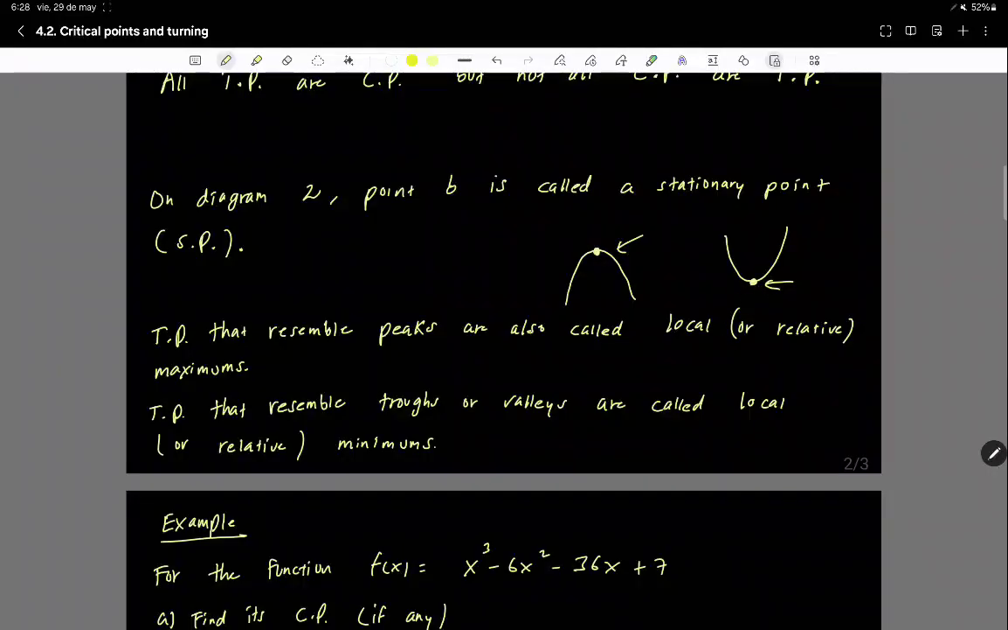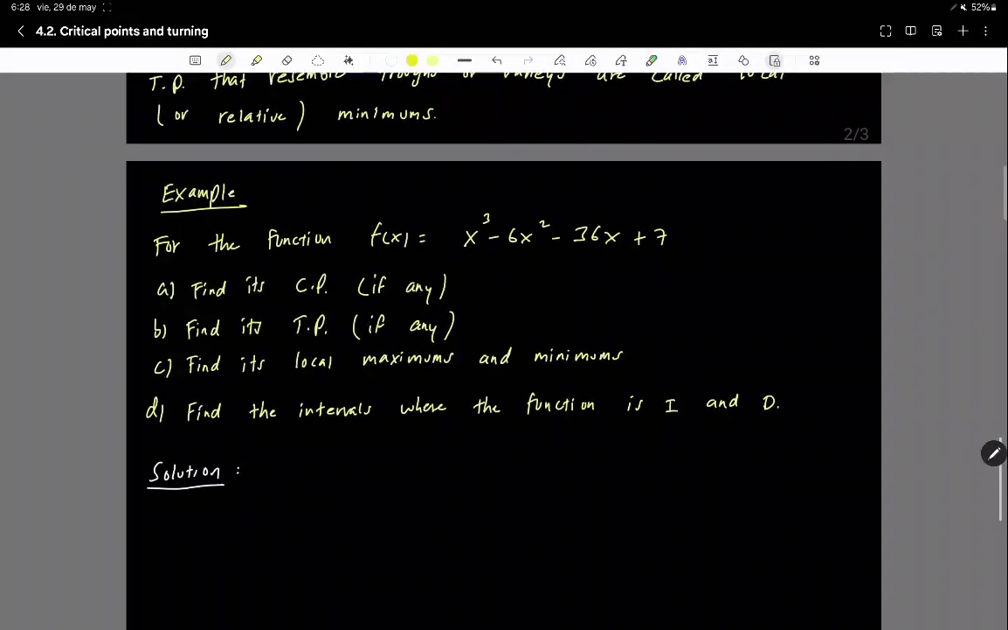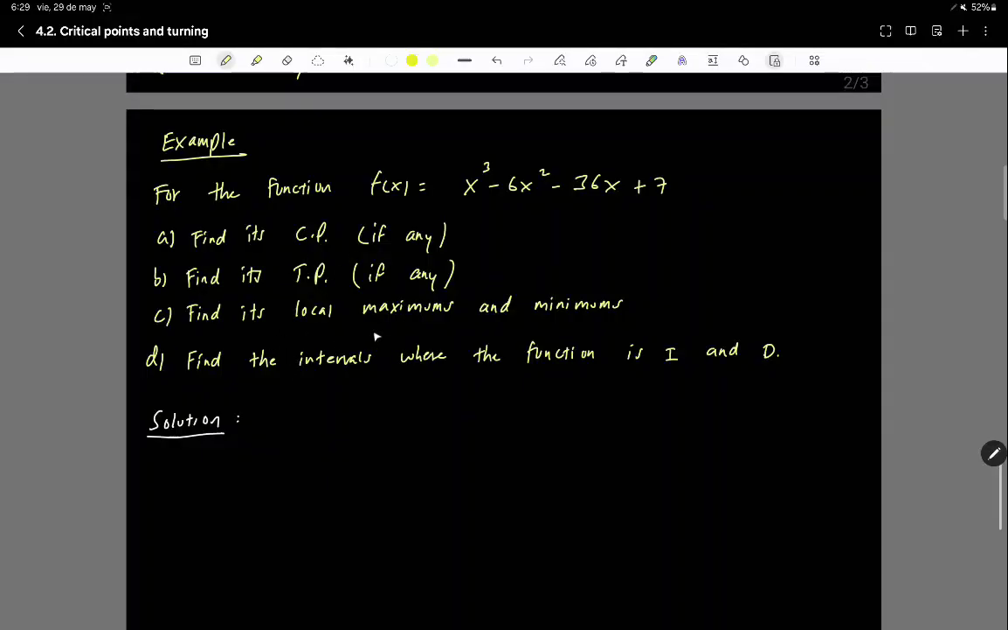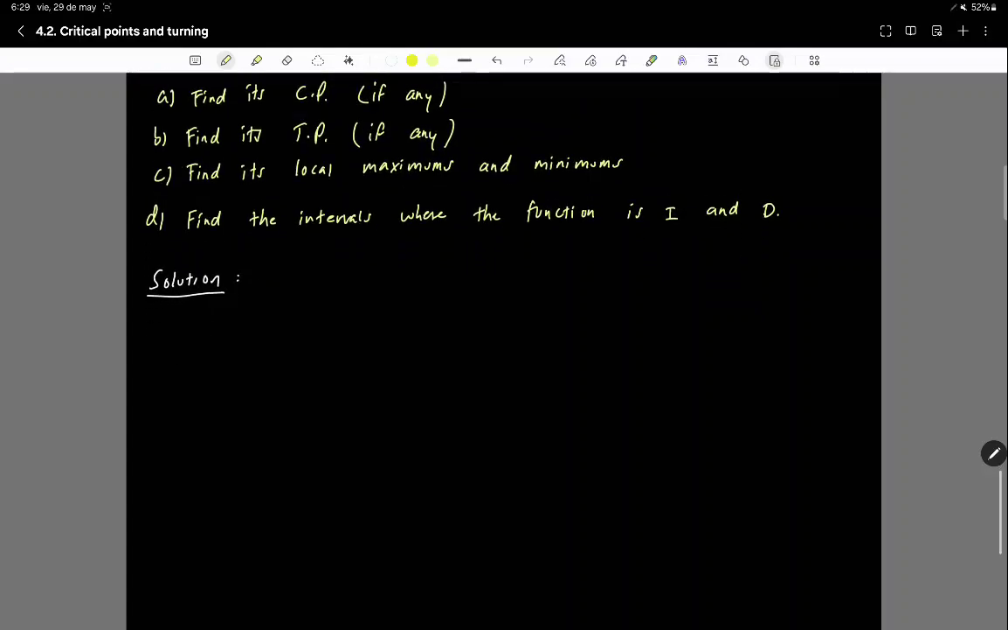See what I mean? Okay, now in the next part of the video, I'm gonna show you an example completely fleshed out. I'm gonna do this very slowly. I'm gonna give you a function, this one here, and we're gonna find all of these things. We're gonna find its critical points. We're gonna find its turning points, the local maximums and minimums. Remember, they're also called relative maximums and minimums. It's the same, local or relative. And we're gonna find the intervals where the function is increasing and decreasing. So let's go to that video.